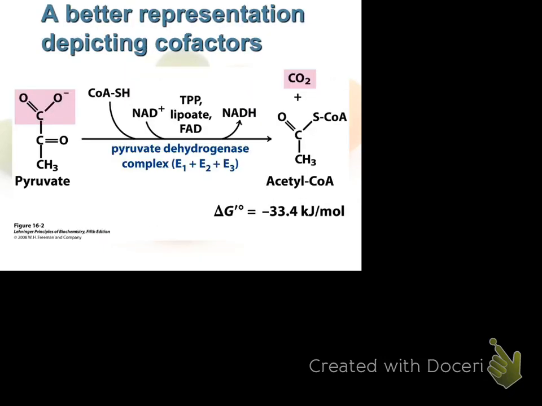And so this is a better representation for it. So we have, first of all, what is CoASH? This is coenzyme A. It's acetyl-CoA whenever, well, later on when it becomes acetylated. Okay, so it requires coenzyme A. It requires NAD plus, NADH, TPP, lipoate, and FAD. Okay, and it is this huge complex.